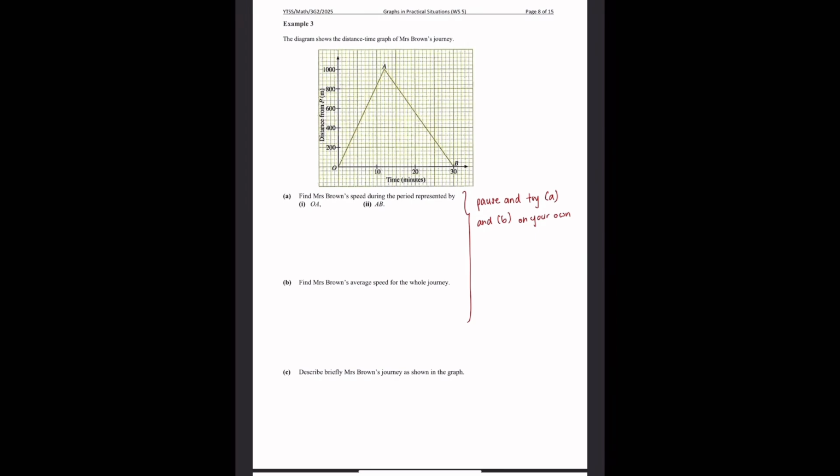For example 3, please pause and try part A and B on your own. It's similar to the questions in example 1 and example 2. Once you're done, you can press play again. So for example 3 part A, you have to find Mrs. Brown's speed during the period represented by part OA. So you're looking at this line. Likewise, the coordinates of the origin and A are already written down. You can find the gradient and you will get 83.3 meters per minute.